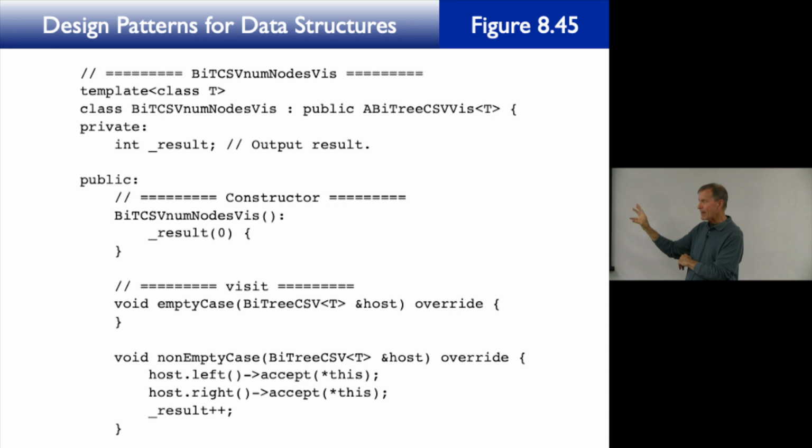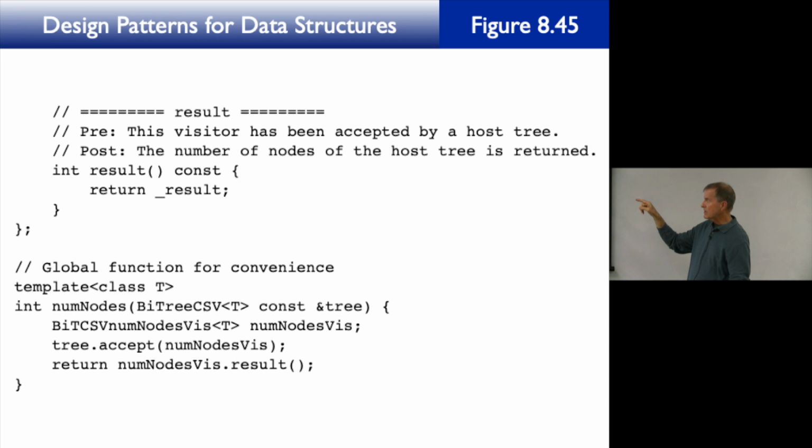And this is based on the fact that we're doing star this, right? Because underscore result is initialized to 0, and so here the result is the same: int result, return underscore result. And here's how you would do the global function for convenience. So check this out.